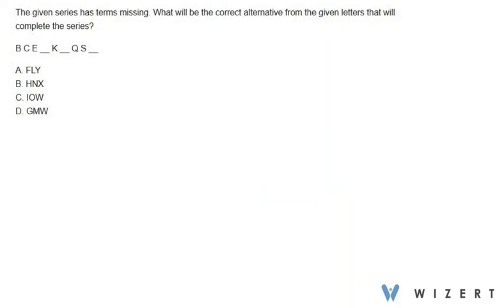We have this question here. The given series has terms missing. What will be the correct alternative from the given letters that will complete the series? Now let's try to find if there is a particular difference between these letters.